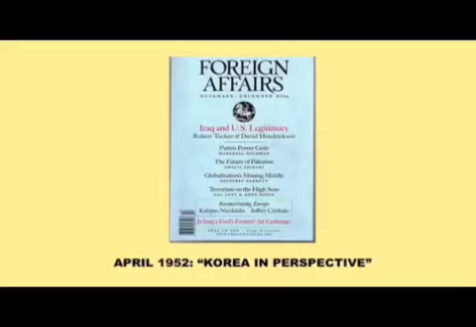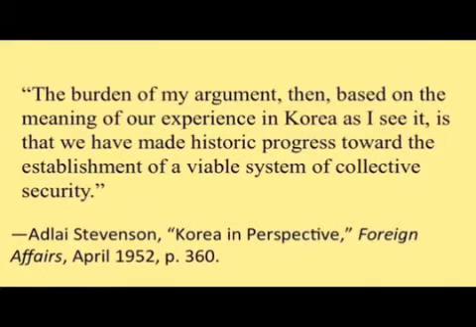I'm going to quote the lead article from Foreign Affairs, April 1952, called Korea in Perspective, and here's what the author wrote: The burden of my argument then, based on the meaning of our experience in Korea as I see it, is that we have made historic progress toward the establishment of a viable system of collective security. That's the UN. And there was one other reason for the Korean War, and that was to strip Congress of its constitutional authority to declare war.